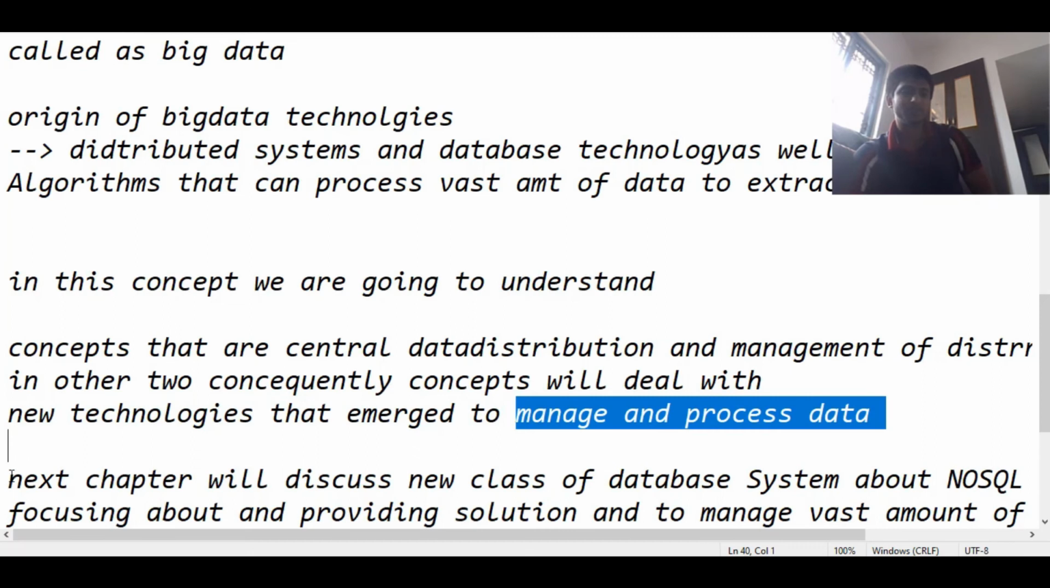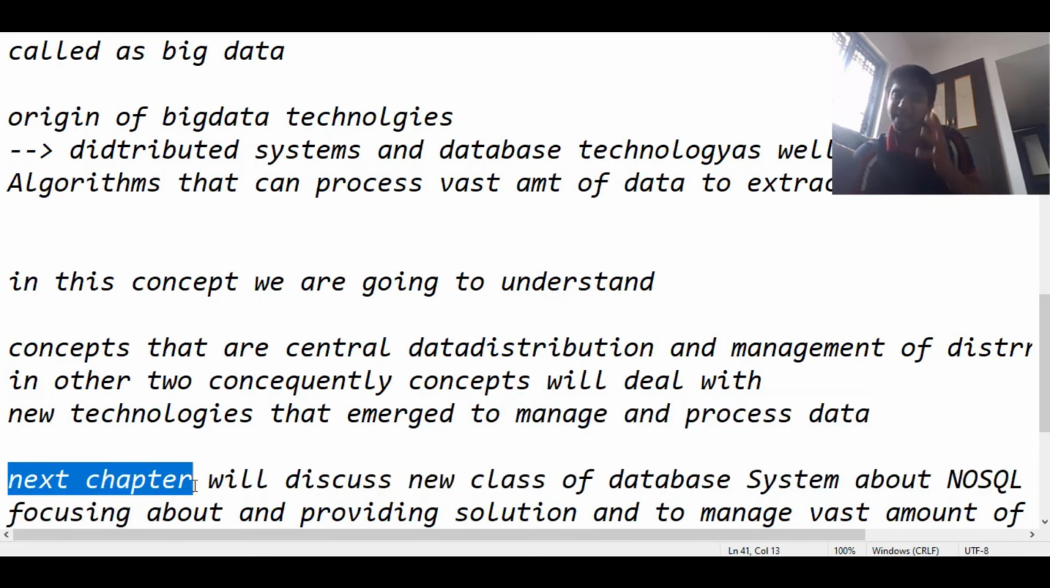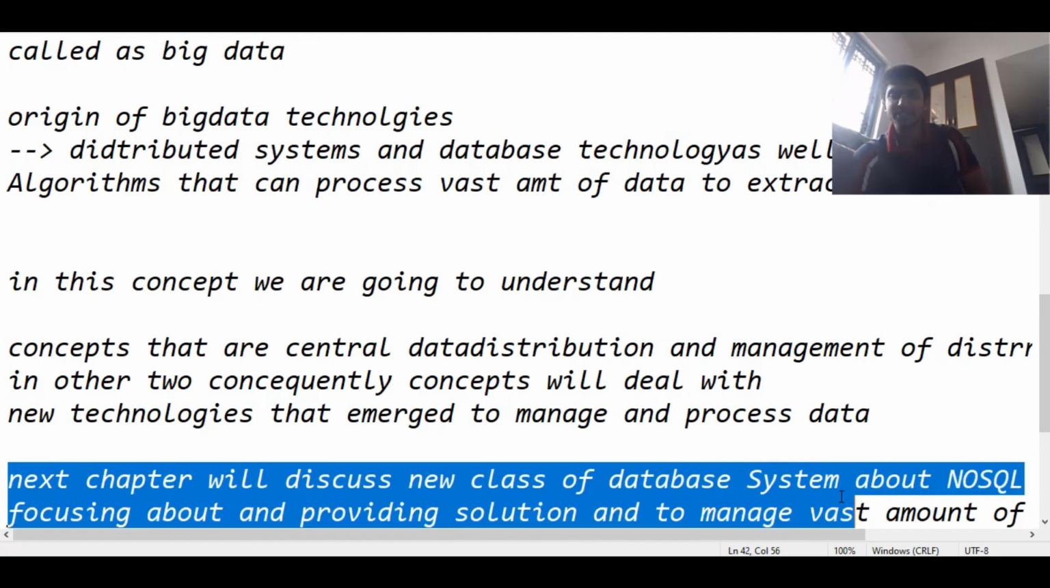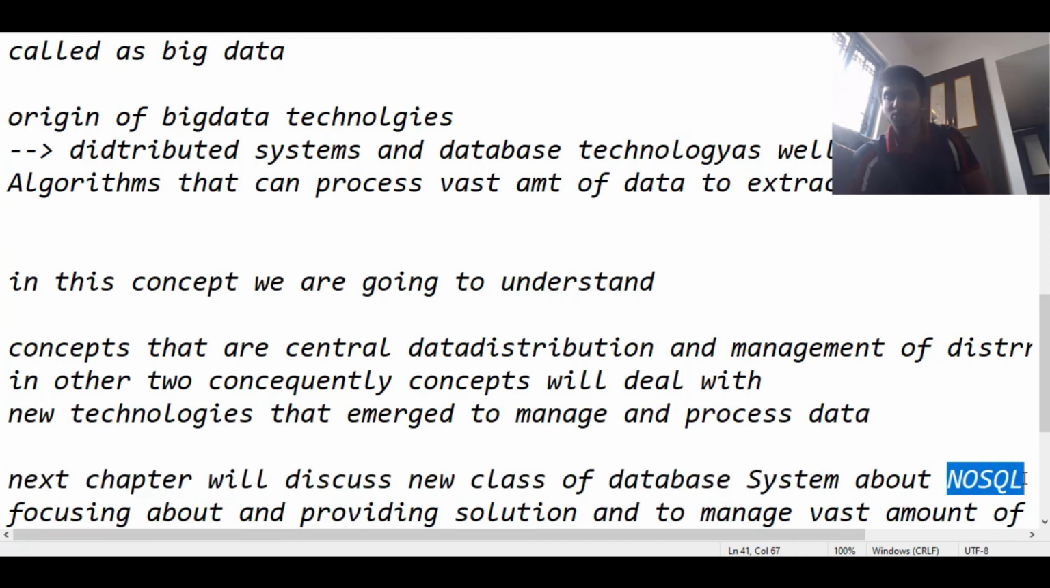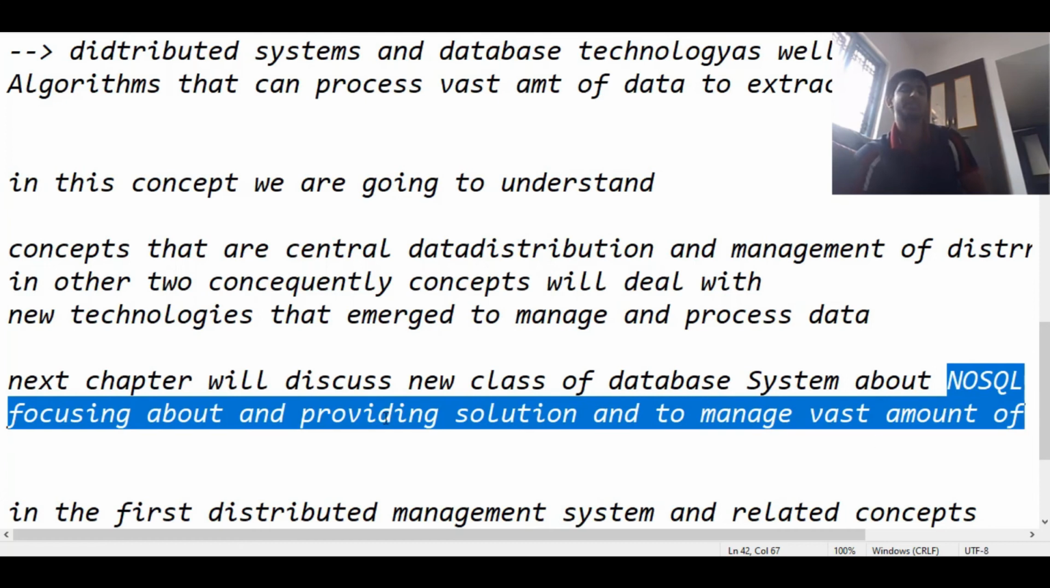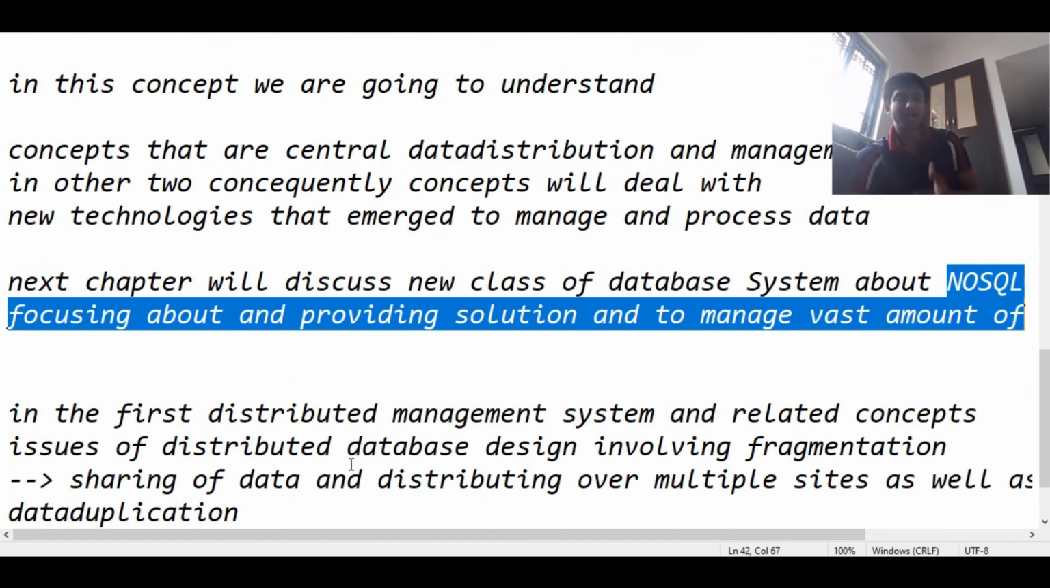In the next chapter we will discuss major database technologies, a new class of database systems called NoSQL. NoSQL means not only structured query language. It focuses on providing a solution for managing the vast amounts of data.